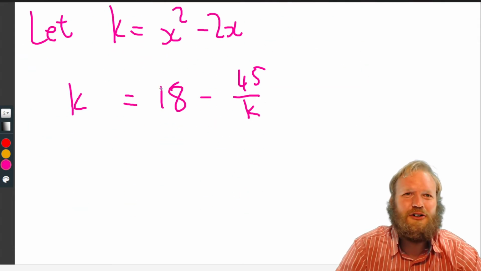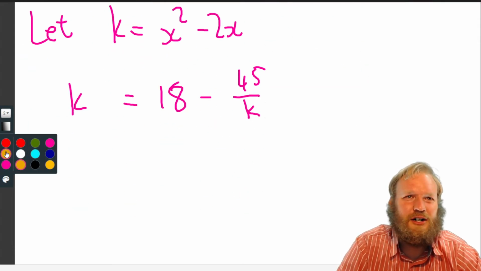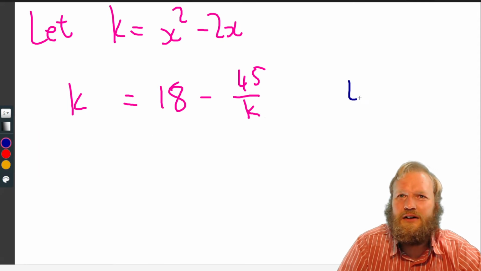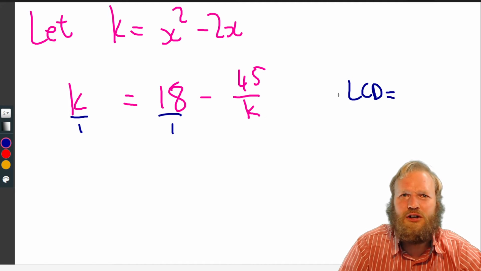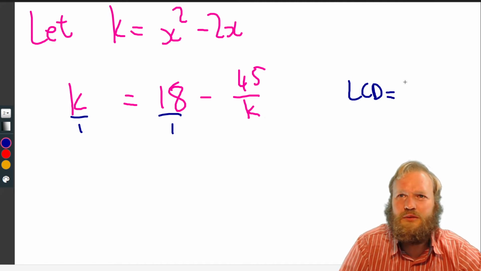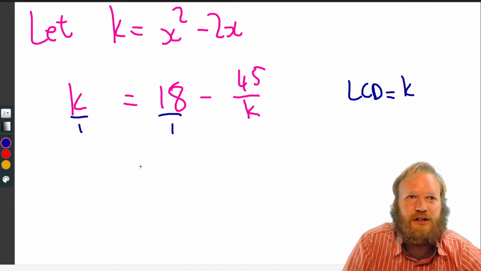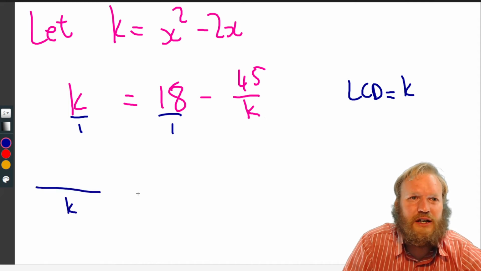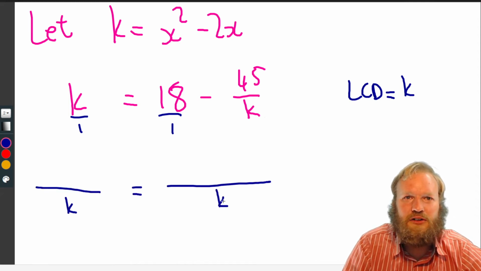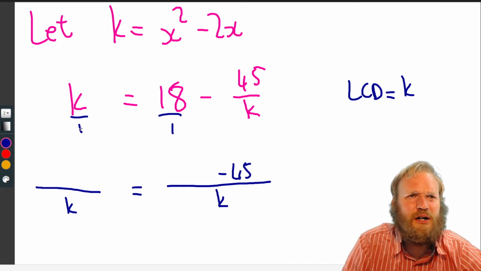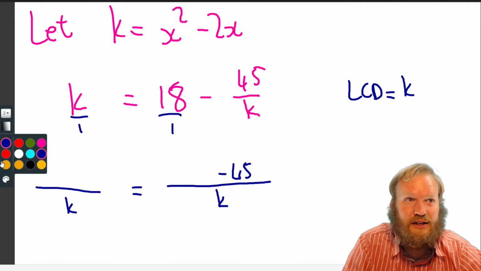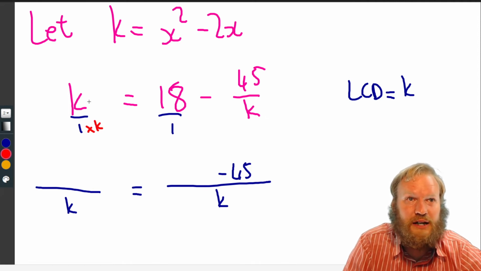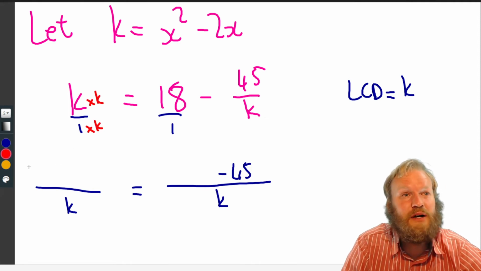So now we know how to solve this. Well, we've got our LCD. This is over 1 and this is over 1. So what is our lowest common denominator? Well, it's just k. So if we write this side over k and we write this side over k, the 45 is staying the same. What do we need to multiply 1 by to get to k? We need to multiply it by k. So in other words, we multiplied that by k, so we're going to multiply the top by k.